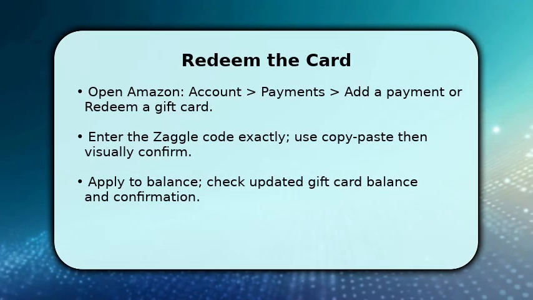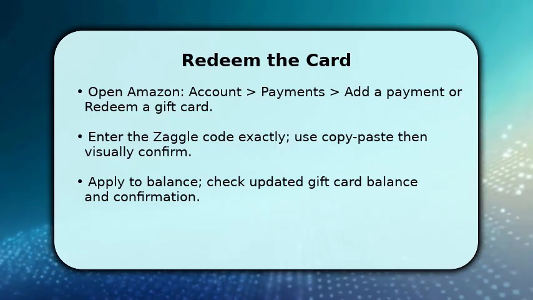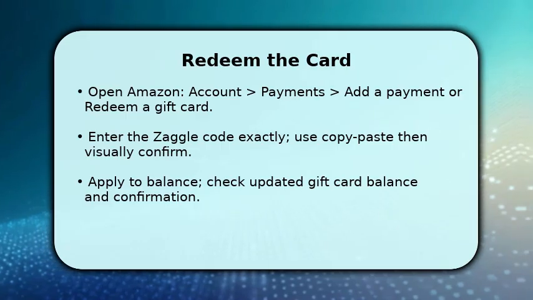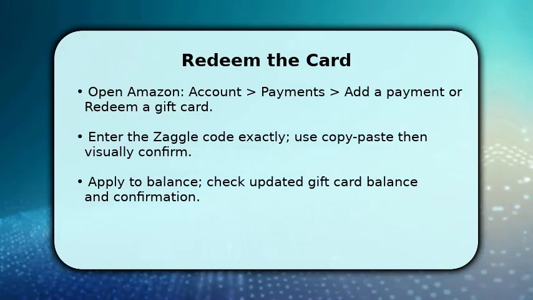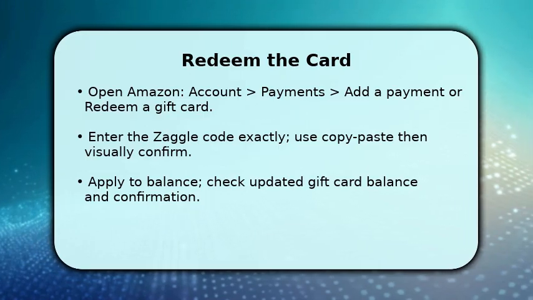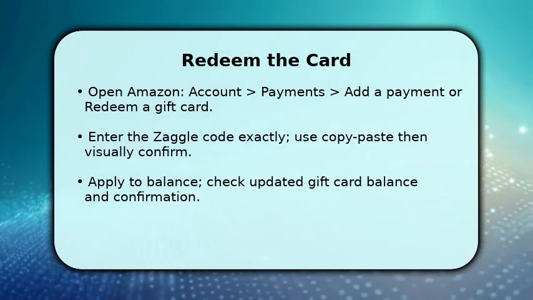You now paste or type the Zaggle Kuber code into Amazon's Redeem field. Copy-paste reduces typos, but visually confirm characters once done. Click Apply to add the amount to your Amazon balance. Amazon will show a confirmation and the new balance immediately.